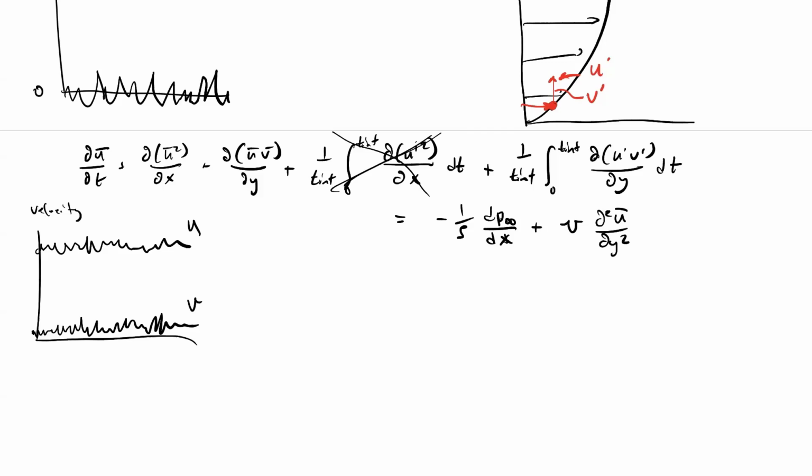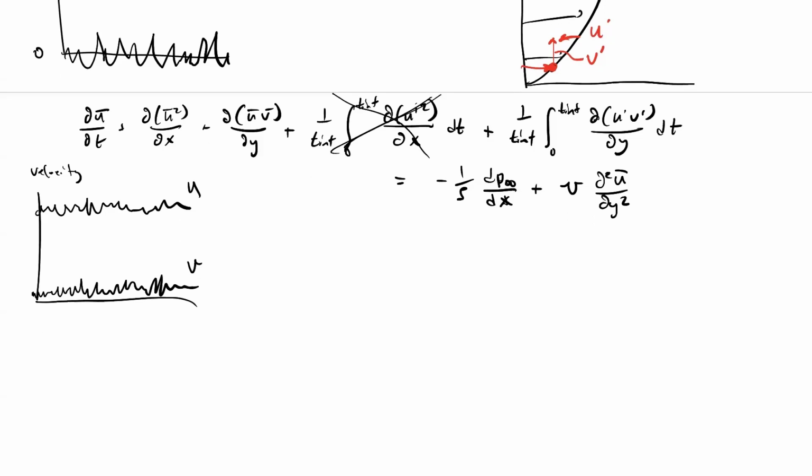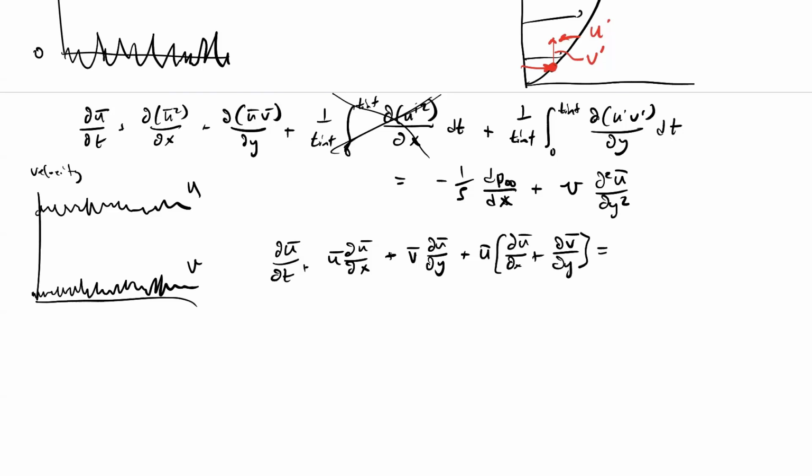Because remember, we're in the control volume form right now. So if we write this out, let's just write it out this way. If I write it out and collect things together, I'm just rewriting what's on top here. It's d u bar dt plus u bar d u bar dx plus v bar d u bar dy plus u bar times d u bar dx plus d v bar dy. That's equal to minus 1 over rho dp infinity dx plus nu times d squared u bar dy squared.